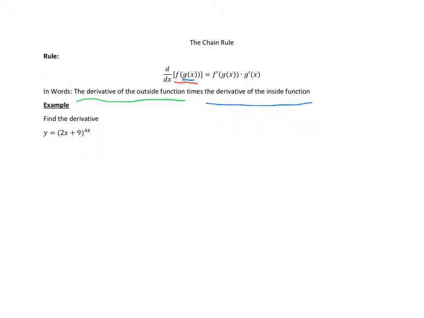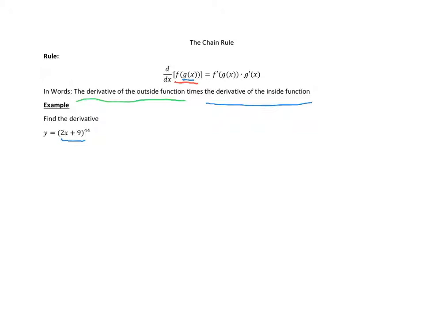So if you look at our example here, it says find the derivative of y equals (2x plus 9) to the 44th. This is a composite function, because inside these parentheses, it's not just like x to the power of 44. It's some function, (2x plus 9) to the power of 44.